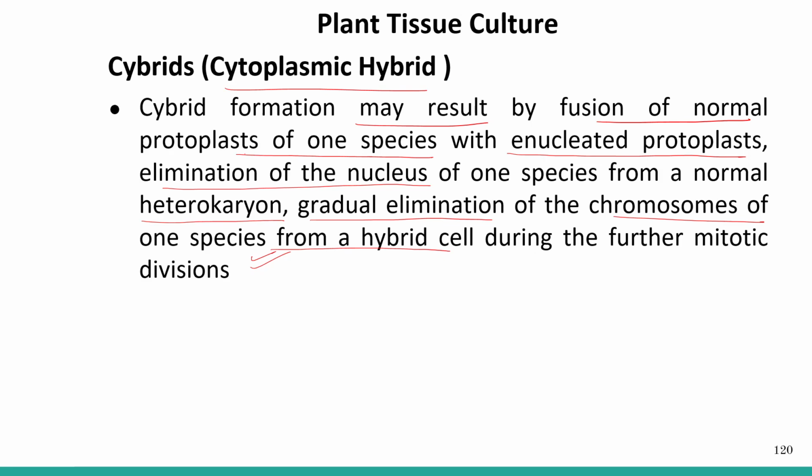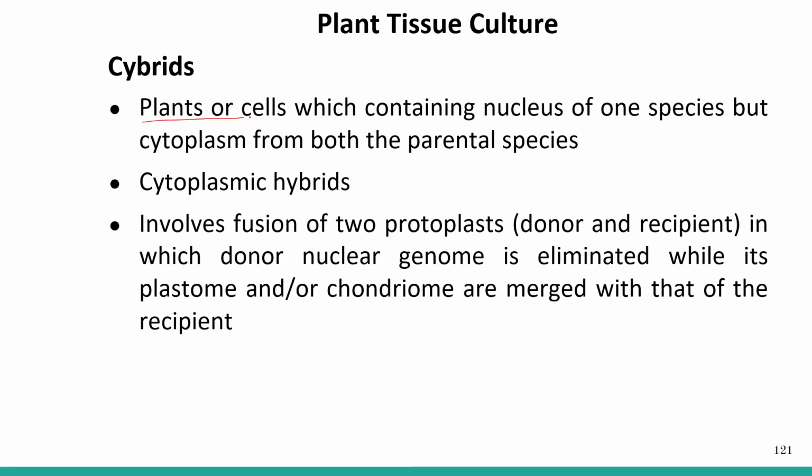The nucleus of one parent cell is there. Okay, so that is why it is not called a hybrid cell. Instead of hybrid, it is called a cybrid, that means cytoplasmic hybrid. Plants or cells containing the nucleus of one species but cytoplasm from both the parental species. Okay, so these are the cybrids, and they are also called cytoplasmic hybrids.